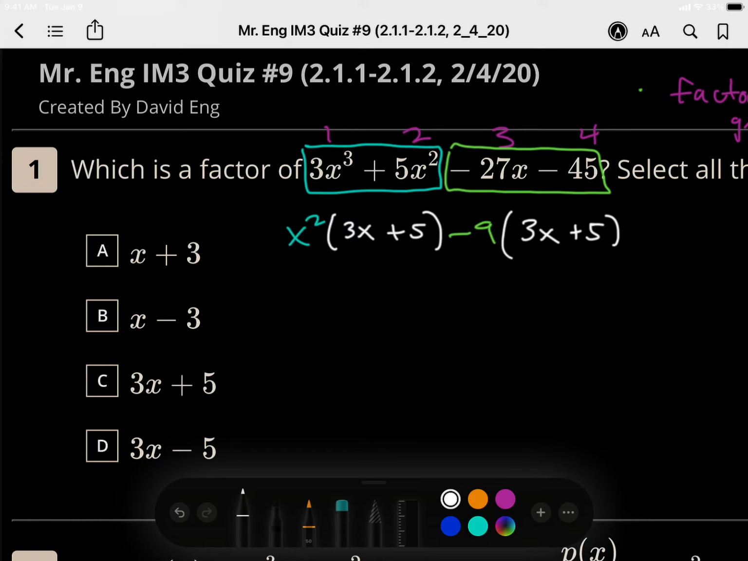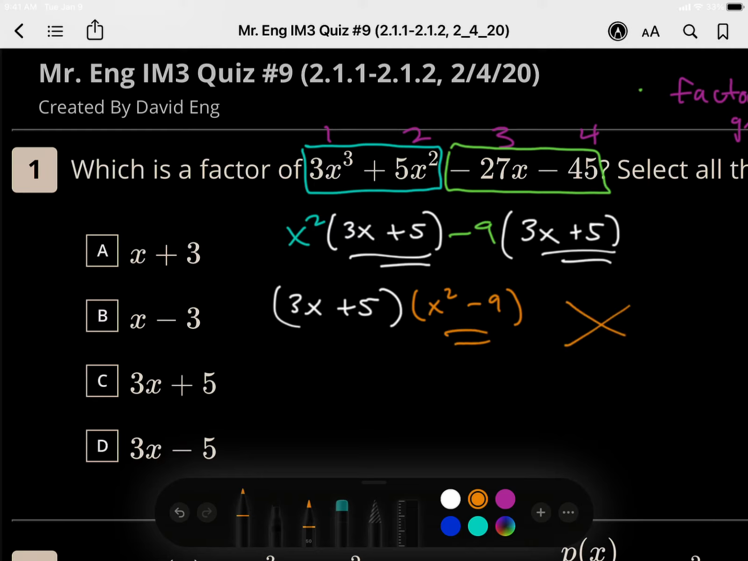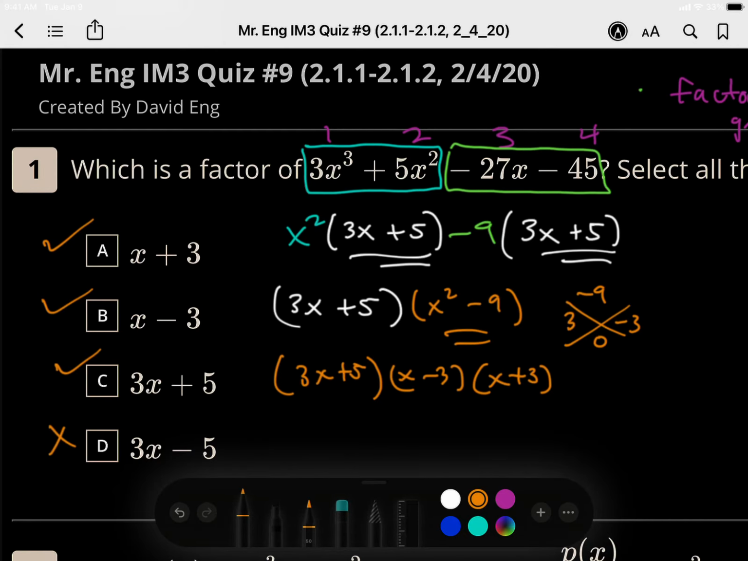That's the first GCF. The second GCF is this. They both have a 3x plus 5, and then you're left with the x squared minus 9 there in blue and green. This one factors again. A times c is negative 9, b is 0, so it would be 3 and negative 3, and then 3x plus 5. So this is a factor, this is a factor, and this one's a factor, and this one's not.